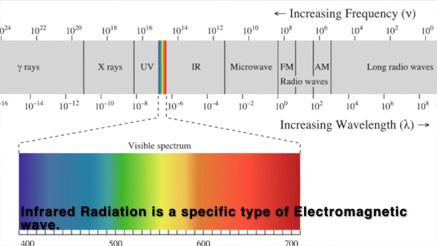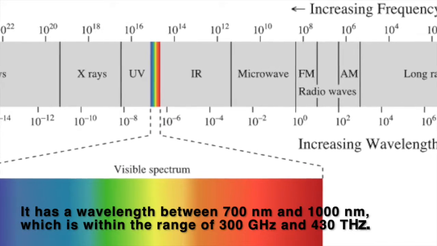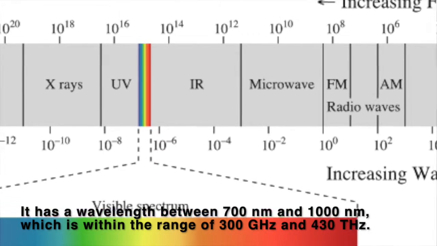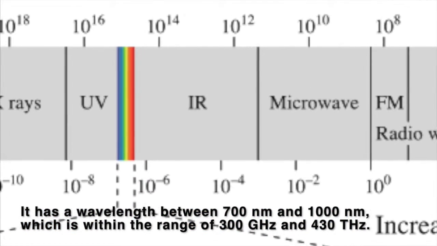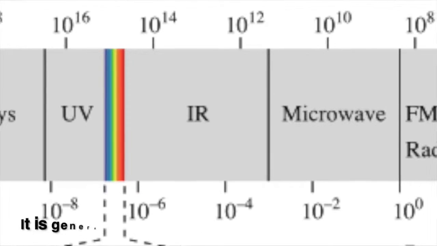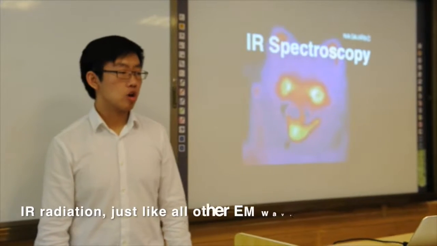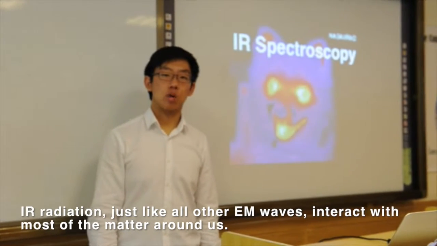Infrared radiation is a specific type of electromagnetic wave. It has a wavelength between 700 nanometers and 1000 nanometers, which is within the frequency range of 300 gigahertz and 430 terahertz. It is generally not perceivable to human beings. IR radiation, just like all other EM waves, interacts with most of the matter around us.